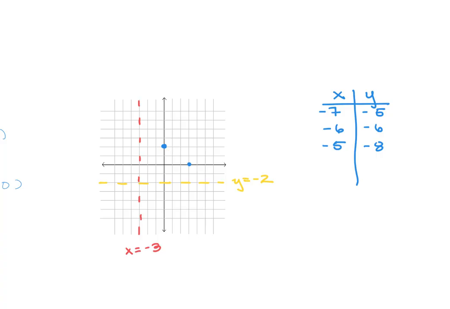And so if we go (-7, -5), we're going to be right here. (-6, -6). (-5, -8) is going to be even further away. And we need to do our best to approach our asymptotes, but as you can see, it's going to be a while before we get close to those asymptotes.